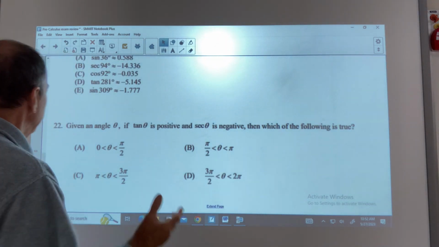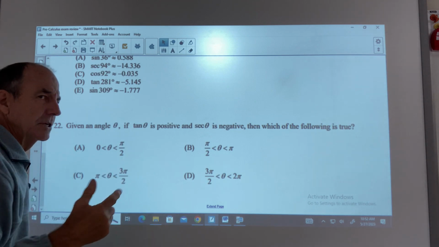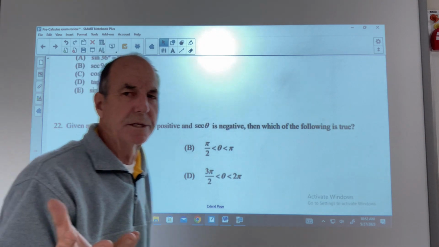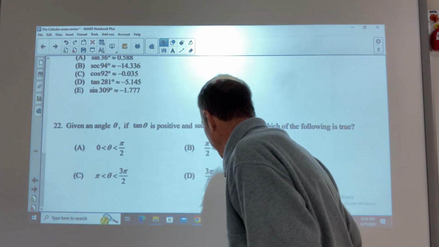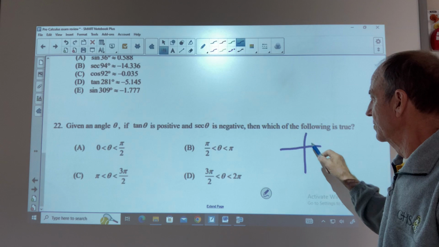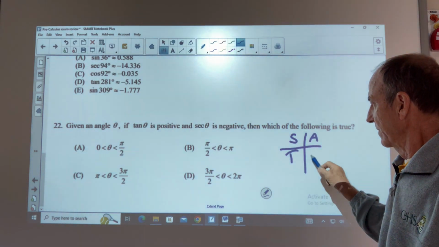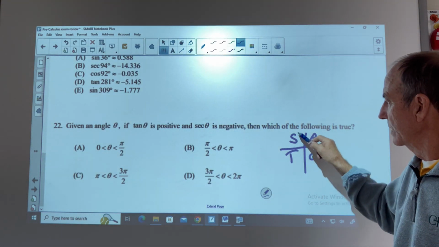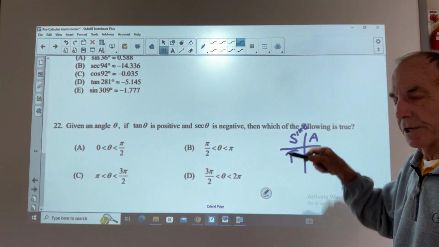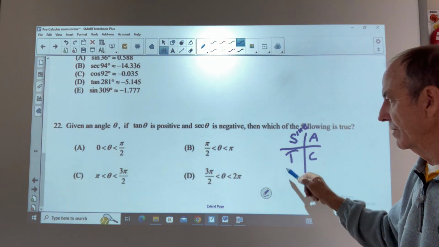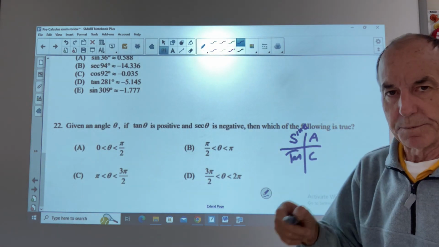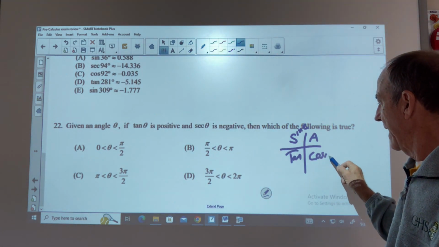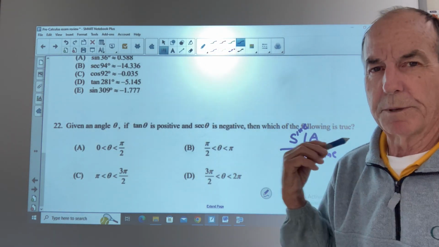So this one is asking, you have an angle, the tangent is positive, the secant is negative, which of the following must be true? Where is the angle? Which quadrant is it in? So you might recall we did that All Students Take Calculus idea. These are the quadrants where all the trig functions are positive. Only the sine and its reciprocal, the cosecant, would be positive in this quadrant. The tangent and its reciprocal, the cotangent, would be positive down here. And the cosine and its reciprocal, the secant, would be positive in quadrant 4.